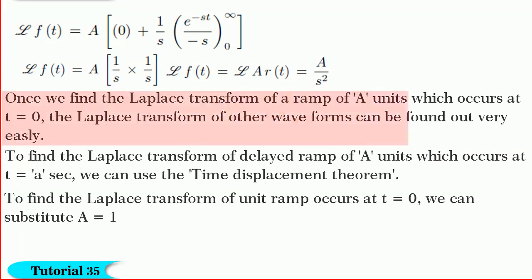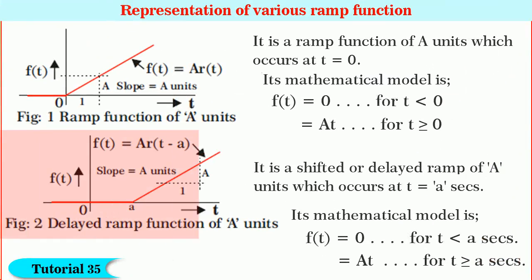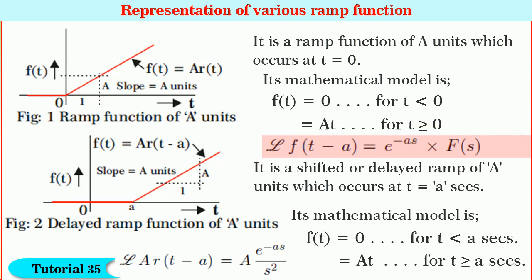Friends, once we find the Laplace transform of a ramp of a units which occurs at t is equal to 0, the Laplace transform of other waveforms can be found very easily. For example, to find the Laplace transform of a delayed ramp of a units which occurs at t is equal to a seconds, we can use the time displacement theorem, which states that L of f of t minus a is equal to e to the power of minus as into F of s.